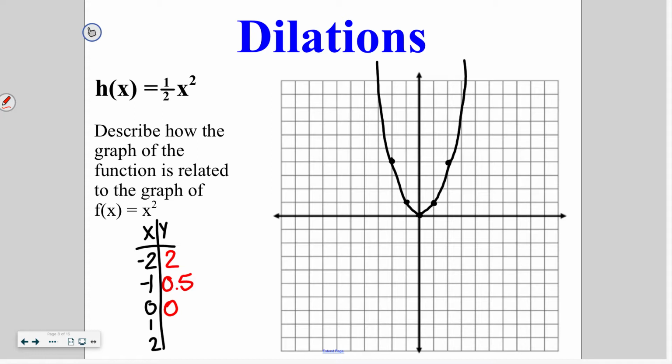1 squared is 1. Half of that is 0.5. 2 squared is 4. Half of that is 2. So we come over to the graph, and we have our new points of 2, negative 2, 2, negative 1/2, 0, 1.5, and then 2, 2.